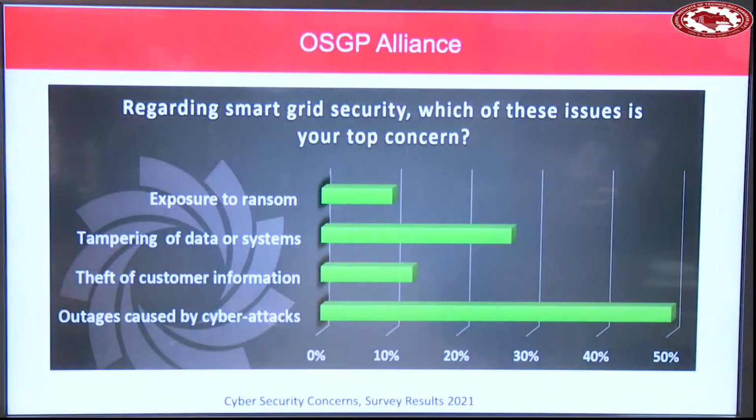So they ran a survey in 2021 where they asked, regarding smart grid security, which of these issues are top concerns? They ran a survey asking about their exposure to ransom, tampering of data or systems, theft of customer information, outages caused by cyber attacks. Now again, you can see this is different from sector to sector. If it is the financial sector, maybe ransom would be the priority. But here, compromising your data may not affect much. Yeah?